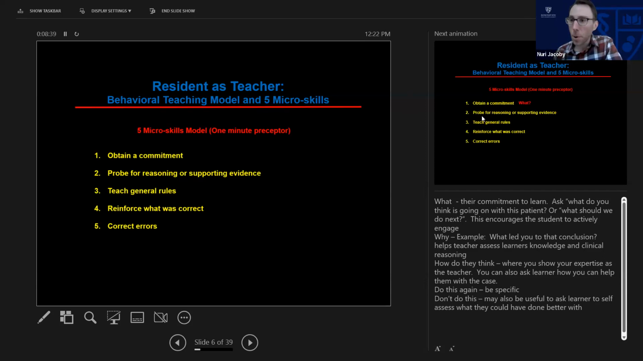Number two, probe for reasoning. Get them to talk out loud about why they think a certain diagnosis is the case. That actually allows you to diagnose them. So that allows you to diagnose where their knowledge is and what you need to teach them. Number three, teach a general rule. Just teach one or two general rules about the diagnosis.